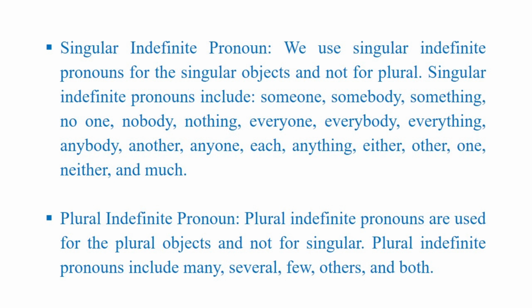Singular indefinite pronouns include someone, somebody, something, no one, nobody, nothing, everyone, everybody, everything, anybody, another, anyone, each, anything, either, other, one, neither, and much. Plural indefinite pronoun. Plural indefinite pronouns are used for plural objects and not for singular. Plural indefinite pronouns include many, several, few, others, and both.